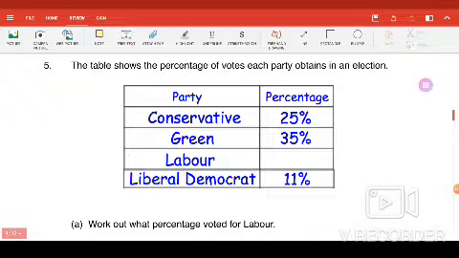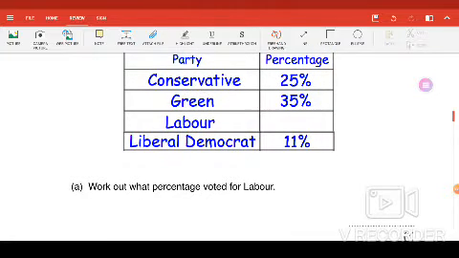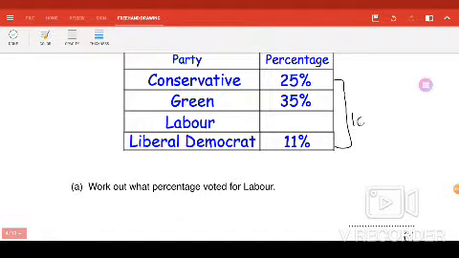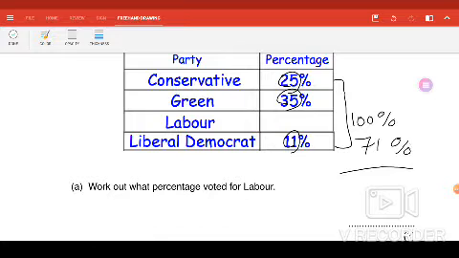Now the table shows the percentages of votes each party obtains in an election. So the total here should be 100%. We have 25, 35, they are 60, 71. So 71%. So the remainder here will be 29%.